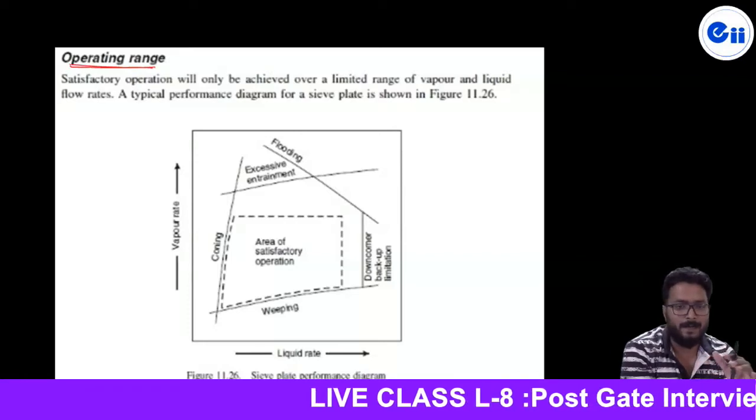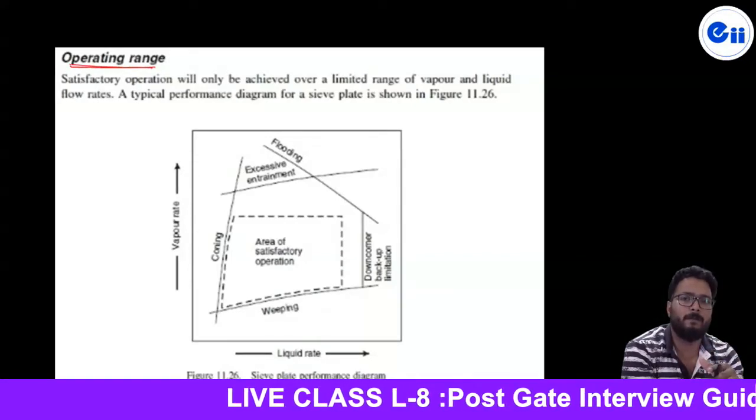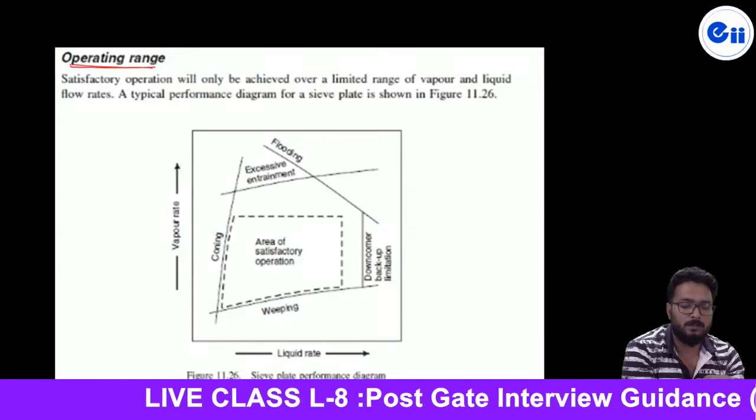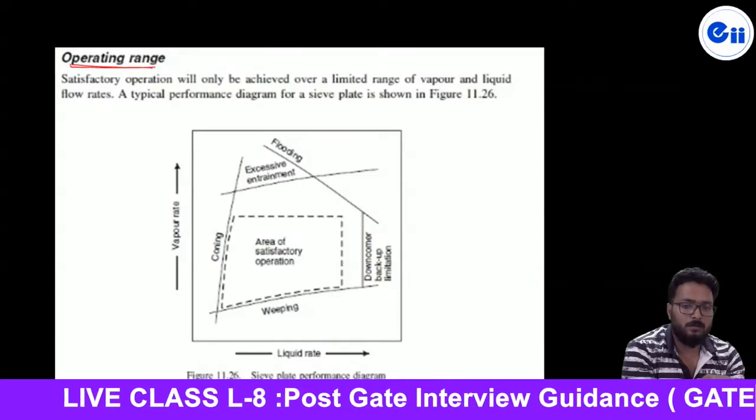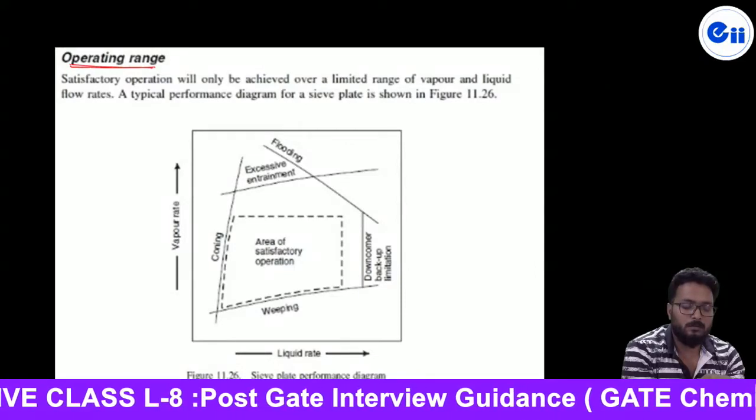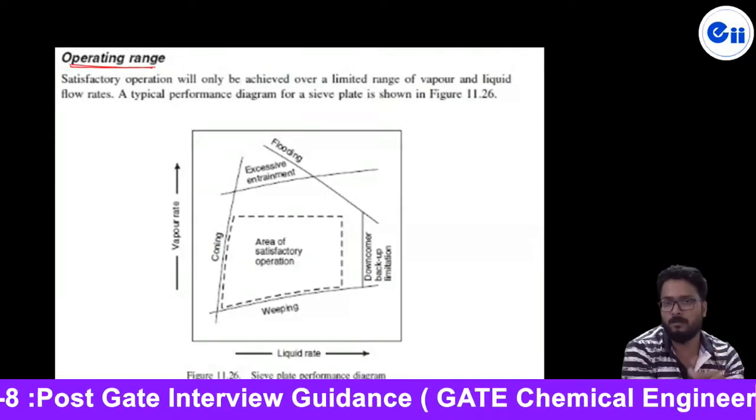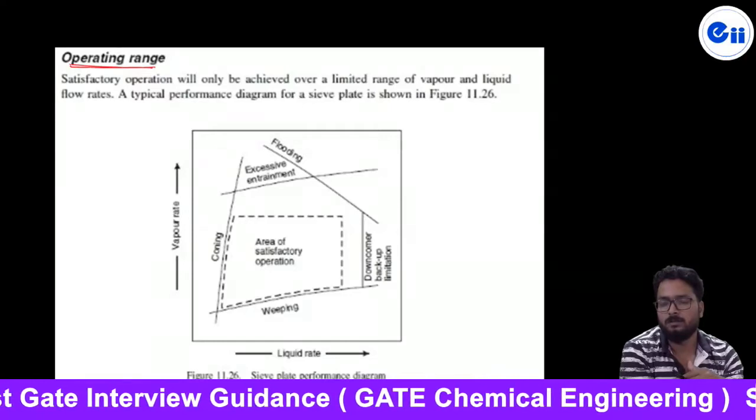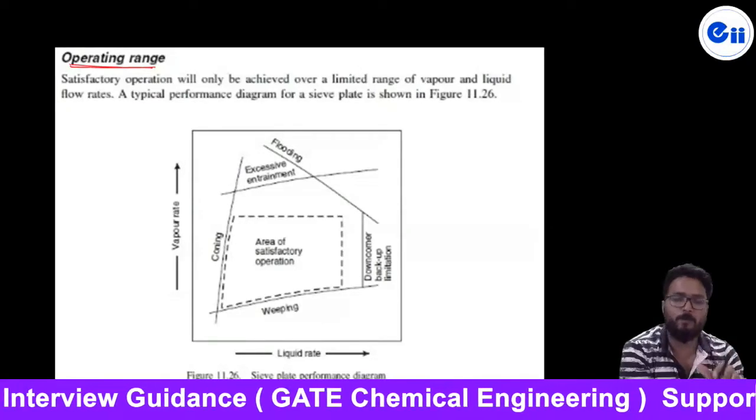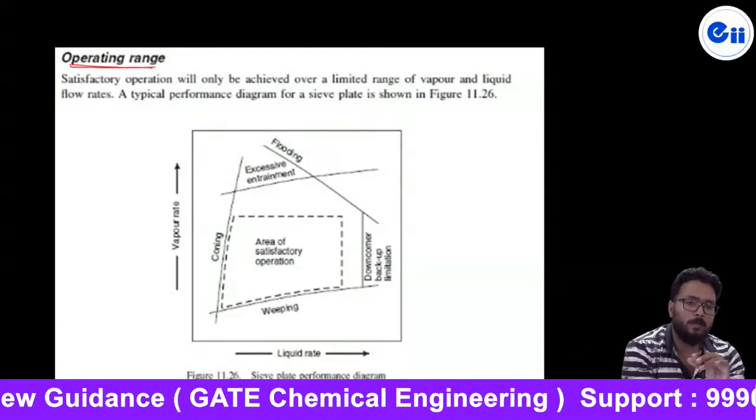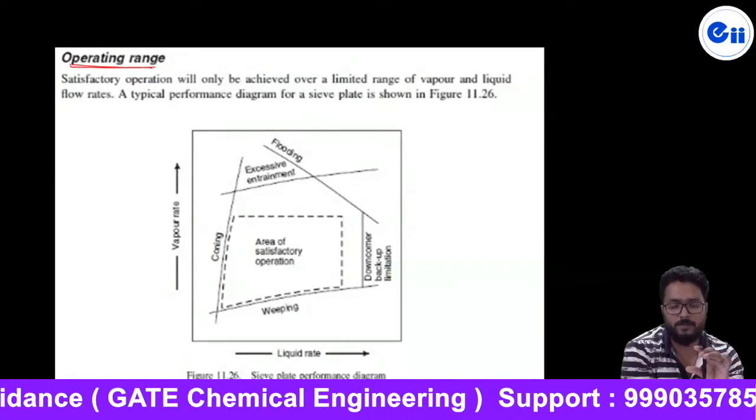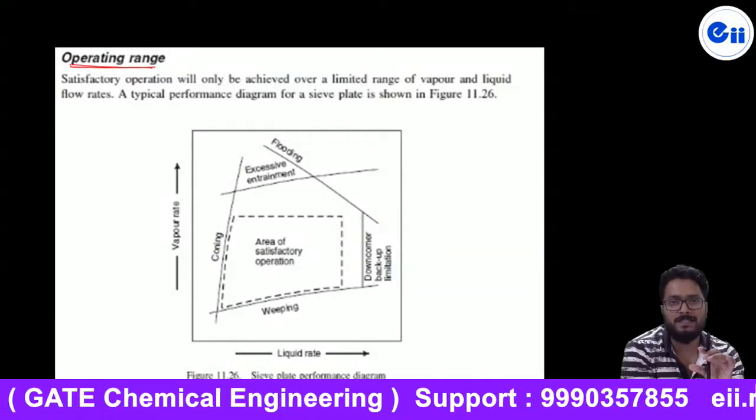The same thing is also going to happen with the liquid, because flooding can take place not only with an increase in the vapor flow rate, but also due to an increase in the liquid flow rate. The main effect of flooding is what? An increase in pressure drop.